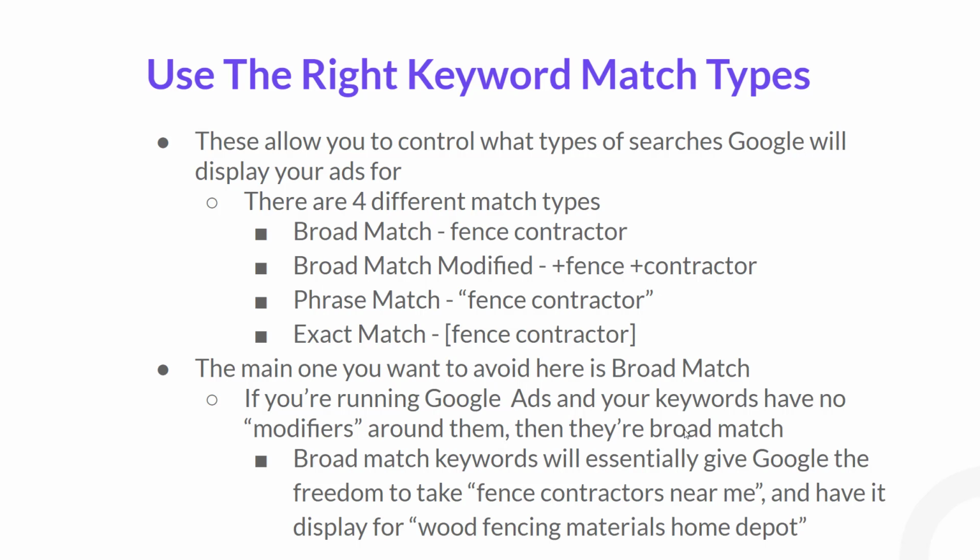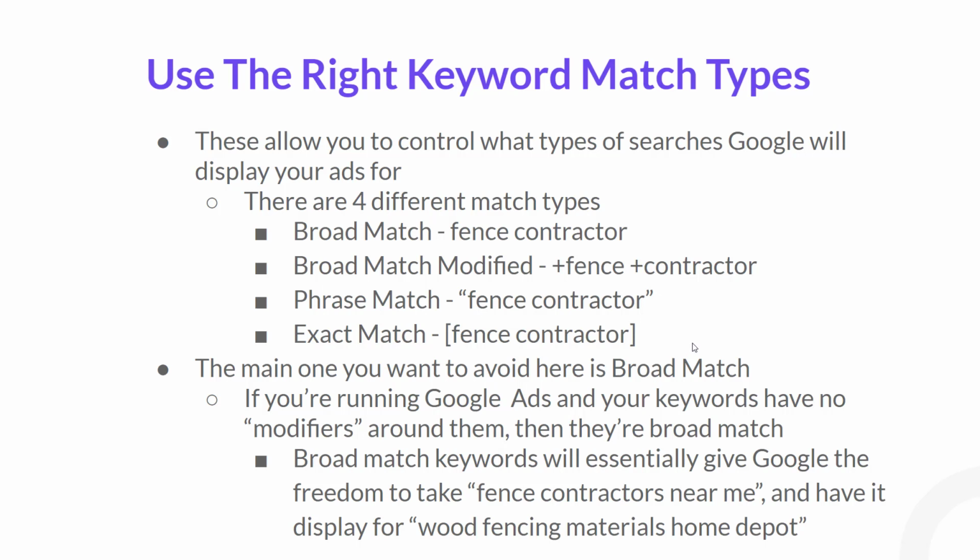When it comes to keyword match types, I actually have an entire video going through the different keyword match types. So if you want a more in-depth look at that, you can check that video out. But at a really basic level, these essentially allow you to control what types of searches Google is going to display your ad for. And there's 4 different match types. You've got broad match, broad match modified, phrase match, and exact match. If you look at these words here, this is essentially what they look like. Broad match, there's no modifiers on the keyword. Broad match modified, you have pluses in front of the different words in the keyword. Phrase match, there's quotes around it. Exact match, there's these brackets.